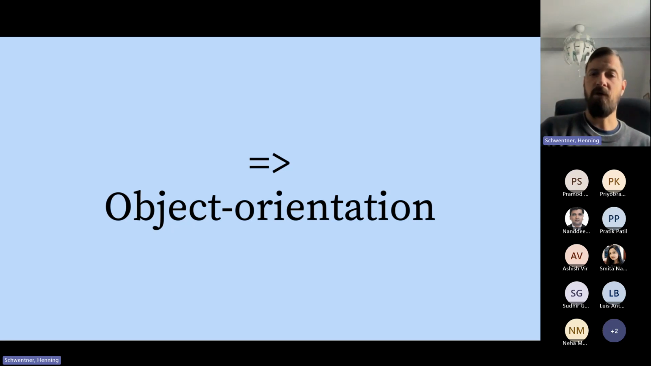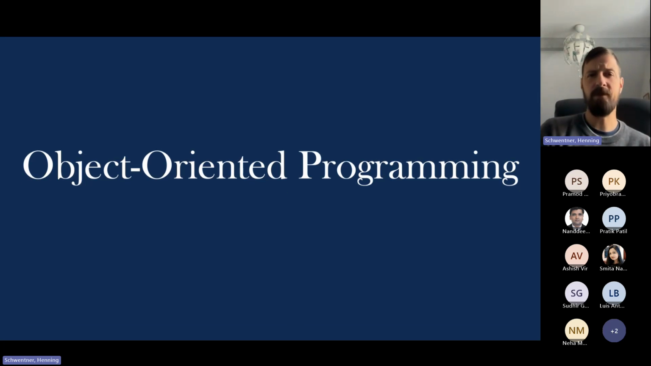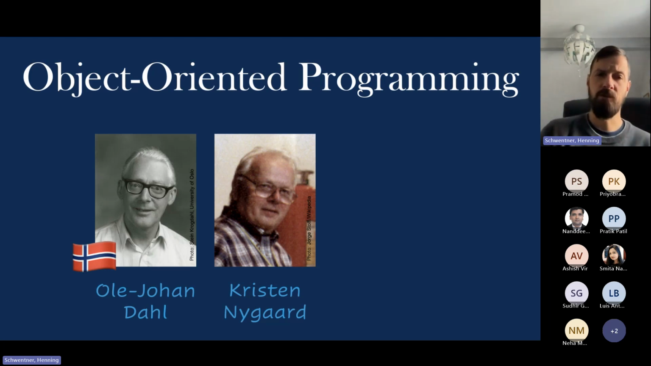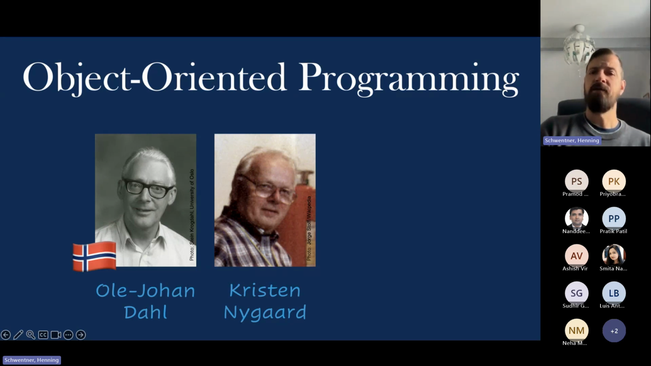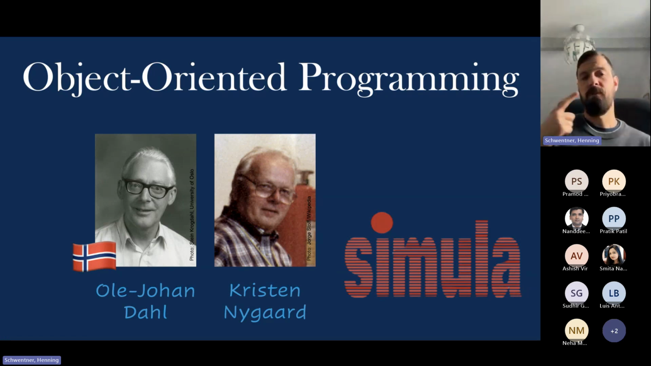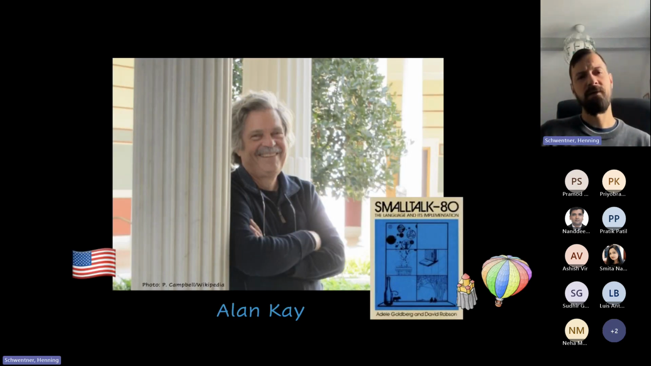The basic idea of object-oriented programming. And where does object-oriented programming come from? OOP was invented by two Norwegian computer scientists, Ole Johan Dahl and Kristen Nygaard. And the first language that was object-oriented is Simula. They both built it. And after Simula, the next real object-oriented language was Smalltalk.